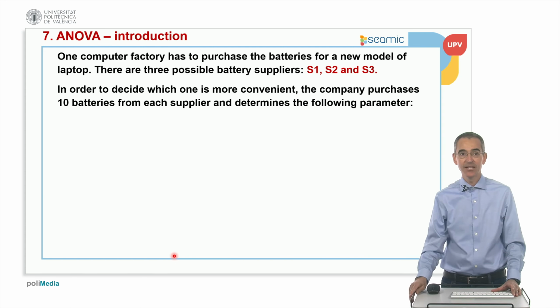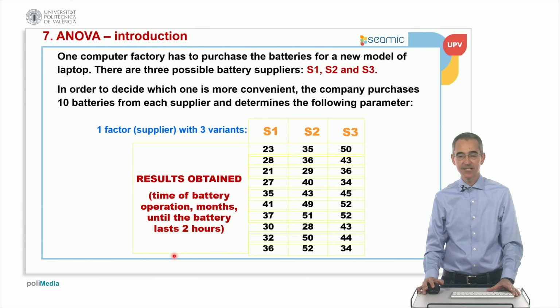Let's imagine that we have a computer factory that has to purchase batteries for a new model of laptop, and then we have to choose one out of three possible suppliers that we are going to call S1, S2 and S3. So we have to decide which one is more convenient, and the company makes the following experiment. The company purchases 10 batteries from each of the three suppliers, and this is the result.